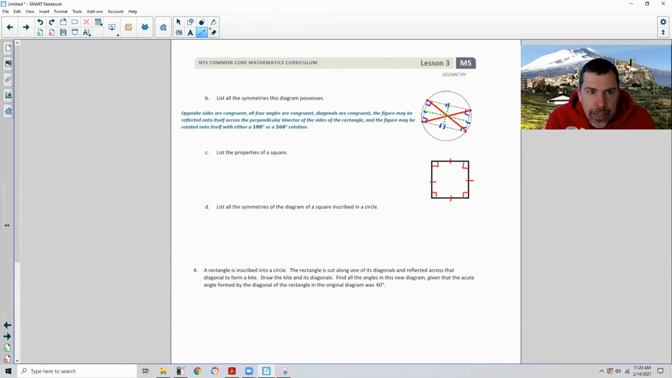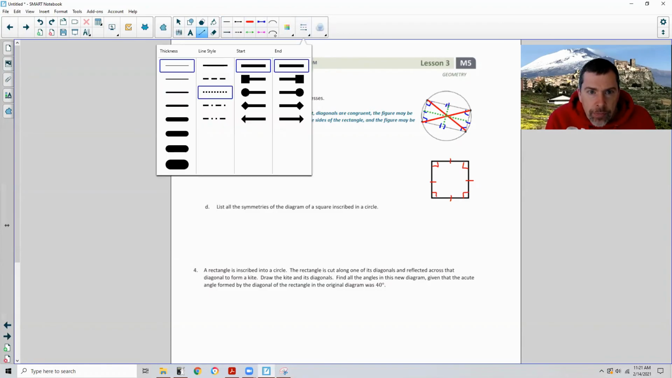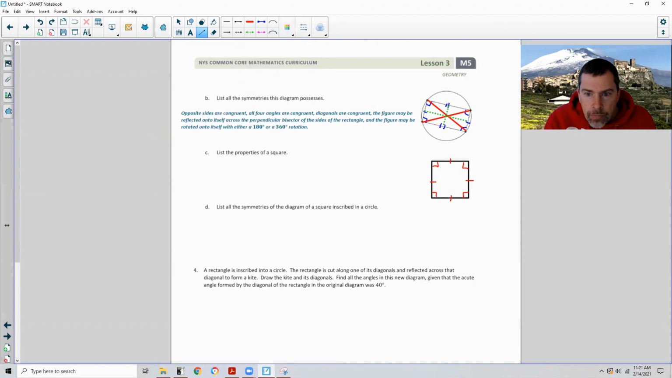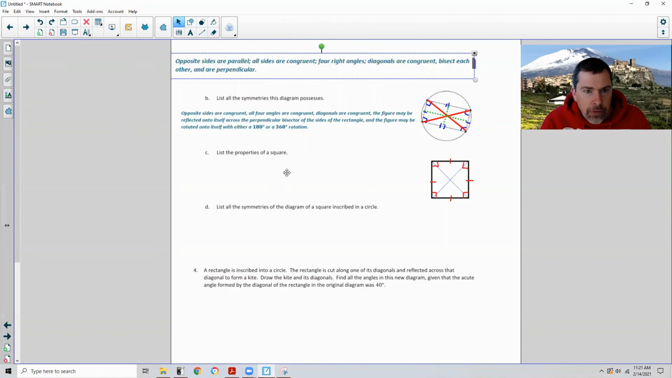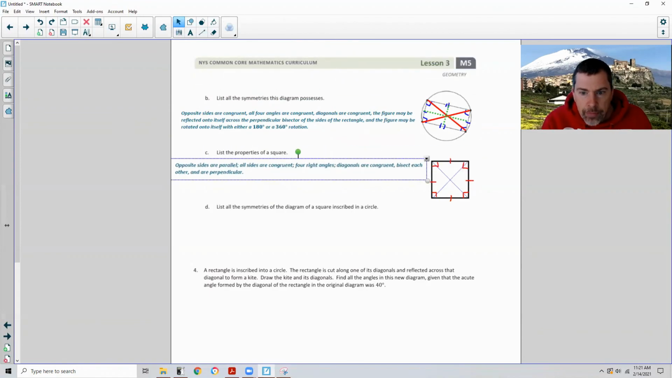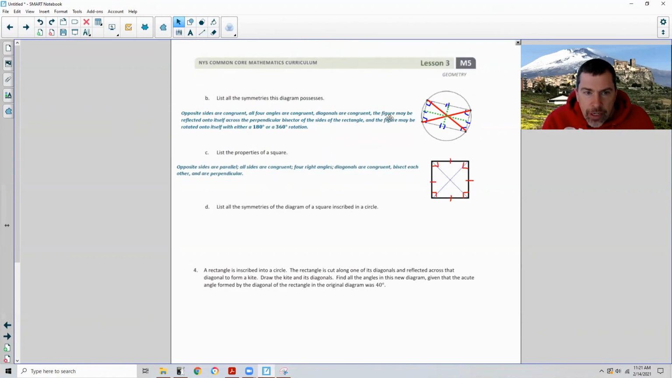What happens if I draw diagonals? The diagonals are congruent, but in this case, they bisect each other as well. Same as the rectangle. And the diagonals are perpendicular in this case. So let's see if we covered everything. Opposite sides are, oh, I didn't say anything about parallelism. My fault. Opposite sides are parallel.